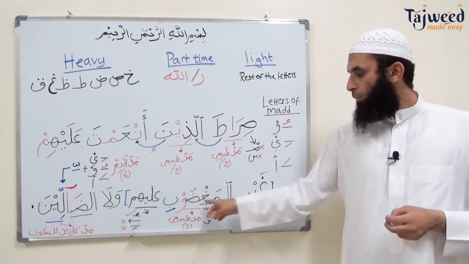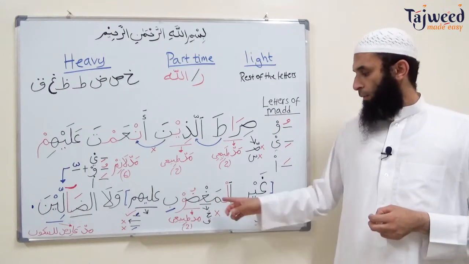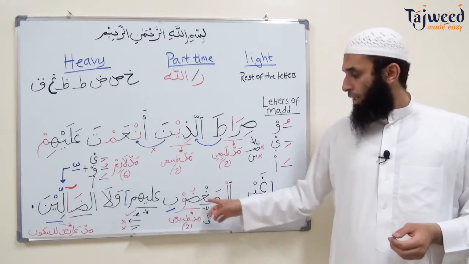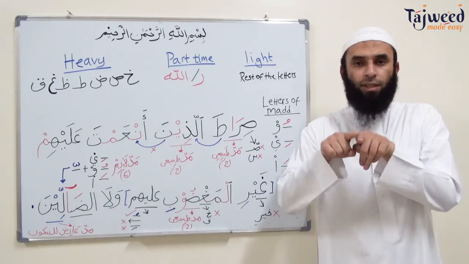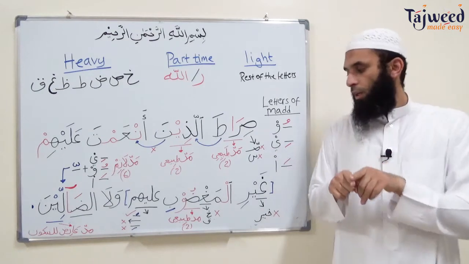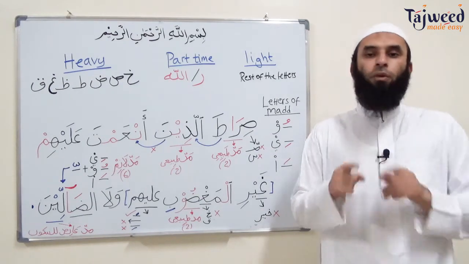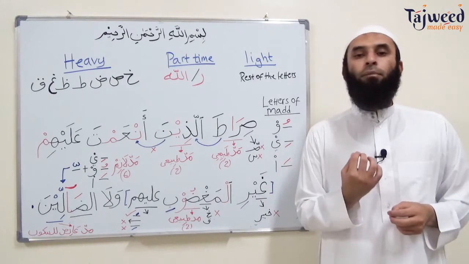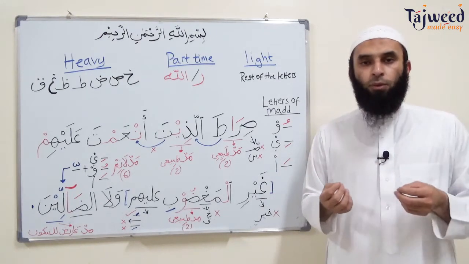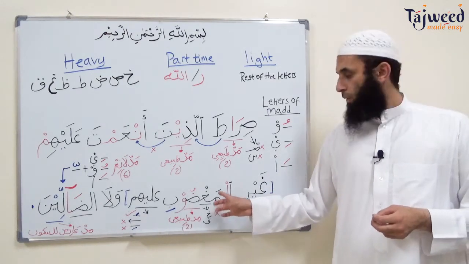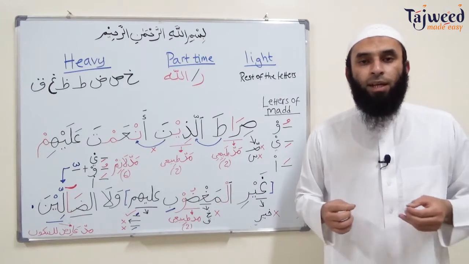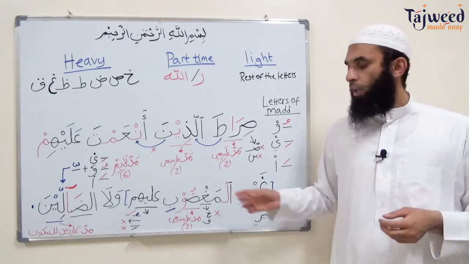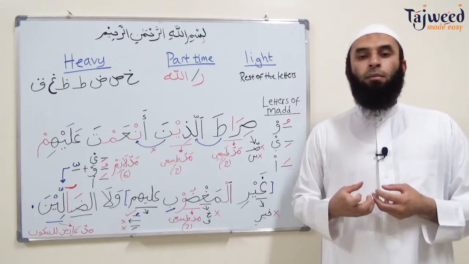Then we have مغضوب here. Mim is from the light letters. غين is from the heavy letters. So we have to be very careful when there's a light and heavy letter next to each other, or the opposite. We do not make both heavy or both light. So we do not say مغضوب with a heavy mim. We have to give every letter its due right. So mim, we're going to make it light, ma, and غين heavy, مغ.